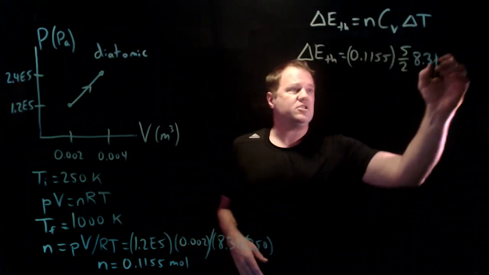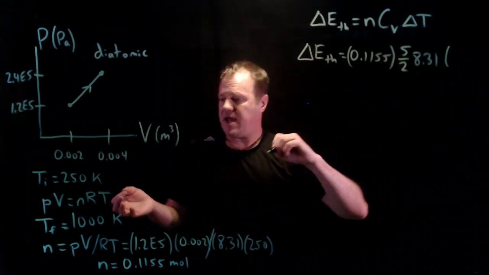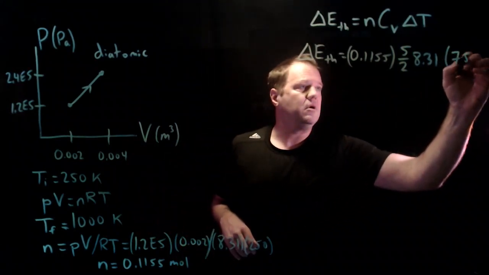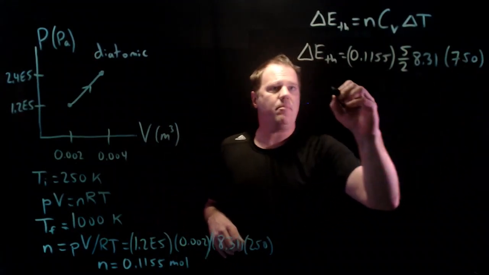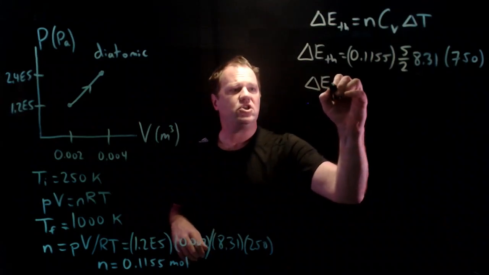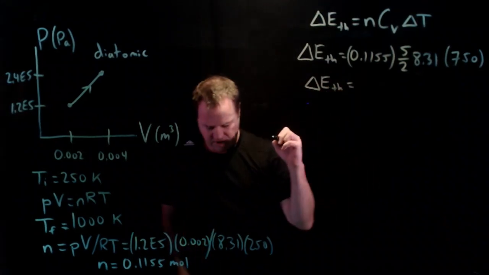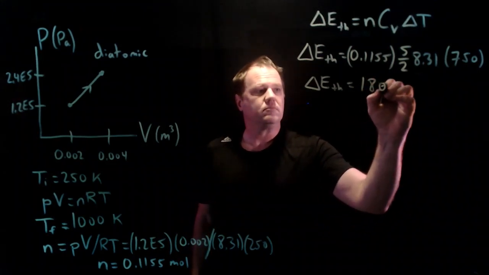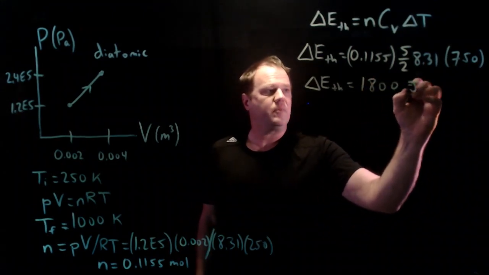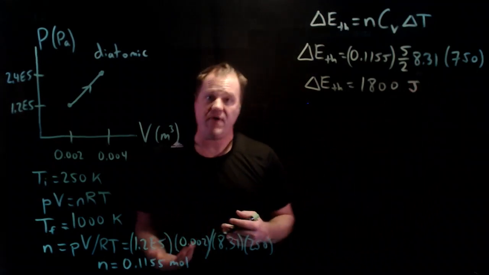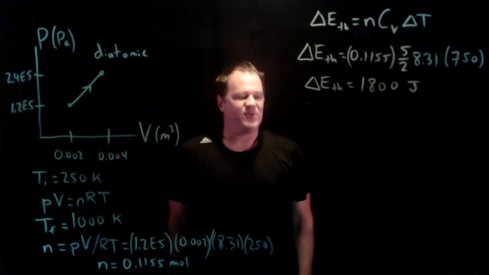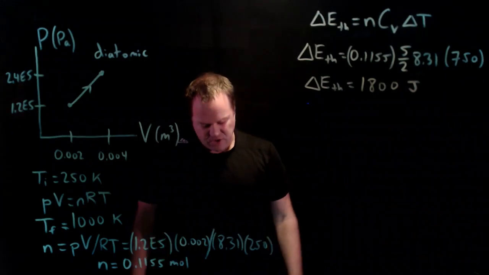Okay, and then the change in temperature would be final minus initial, 1,000 minus 250. We can do that in our head and just write down 750. The temperature went up by 750. And so we get a change in thermal energy for this particular gas of 1,800 joules. Okay, so it gained energy. The molecules are moving faster than they used to, and rotating faster than they used to. It's diatomic.